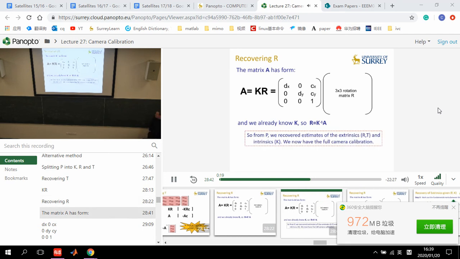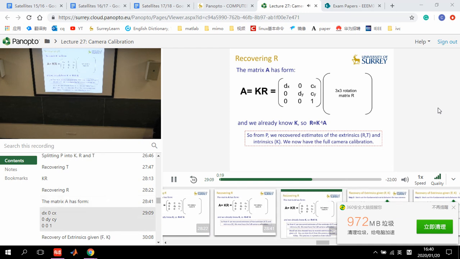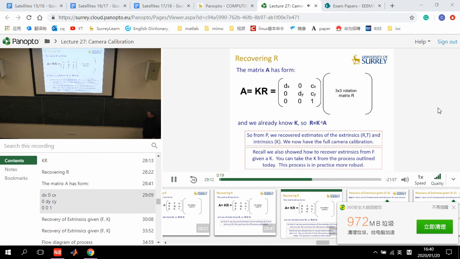So from our P, our projection matrix, which I don't know why it shouldn't be P, that should be pi, the symbol font's gone from the slide, we recovered the estimates of the extrinsics, our R and our T, and our intrinsics. So we have the full, strong camera calibration now that will enable us to do, for example, 3D object reconstruction or point triangulation. Now, in this process, we have recovered R, T and the intrinsics K from a single matrix.